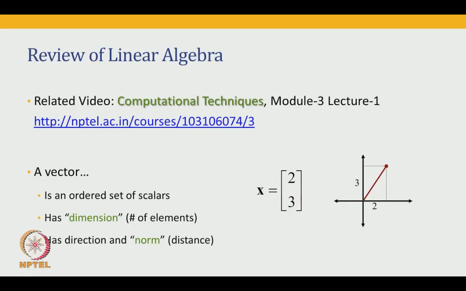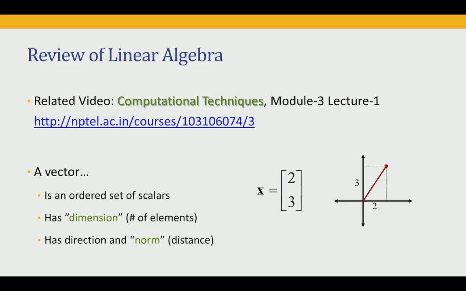use linear algebra to solve the problems of the nature Ax equal to b to find the values of the vector x. Before we do that, let us recap some of the results from linear algebra. For this, the related videos are in the computational techniques course, module 3 lecture 1, the link for which is given in front of you. So, let us review some of the results in linear algebra.